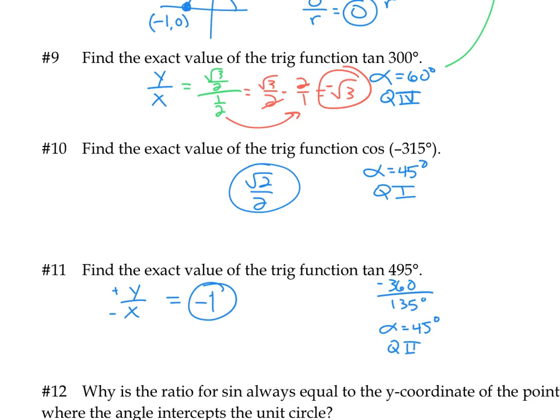So again, that's why that would always work. That's why the All Students Take Calculus mnemonic works. It helps us know what's positive and negative in different quadrants.